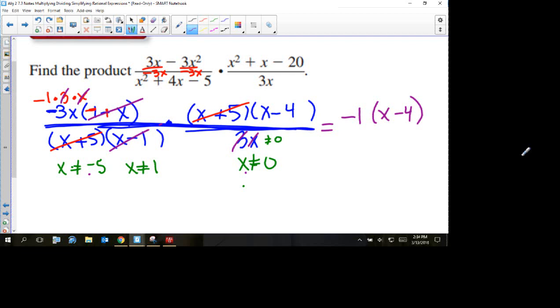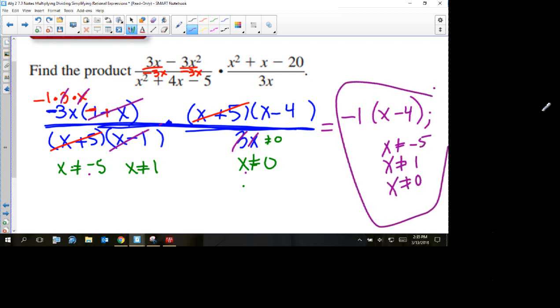What's on the bottom? Well, there's a number. It's 1. So x is the only thing on the bottom. Do I have domain restrictions in my final answer? No. So does that change? So I need to include every single one of those as part of my answer. So then I just list x does not equal -5, x does not equal 1, and x does not equal 0. There we go. Done.